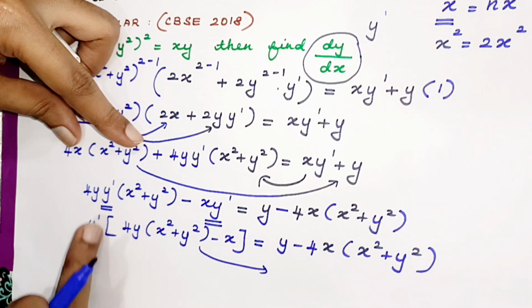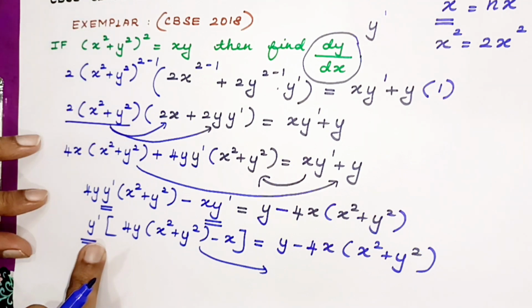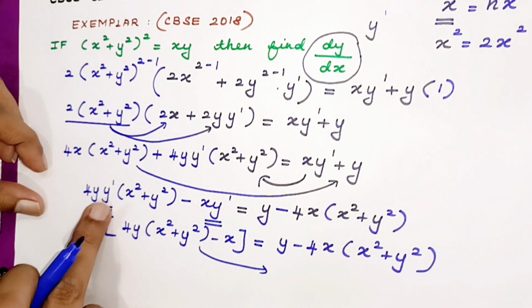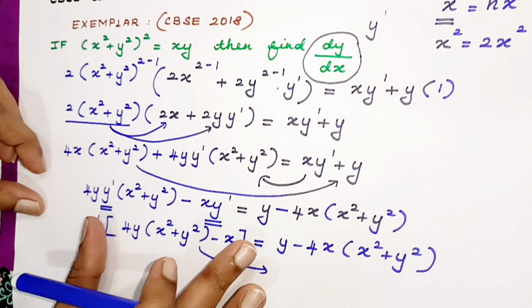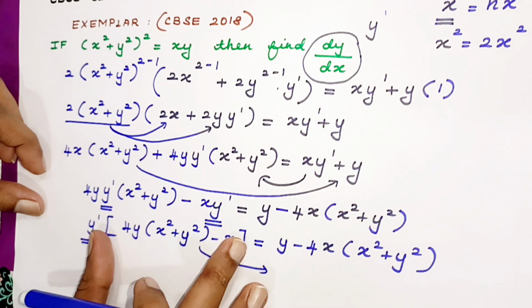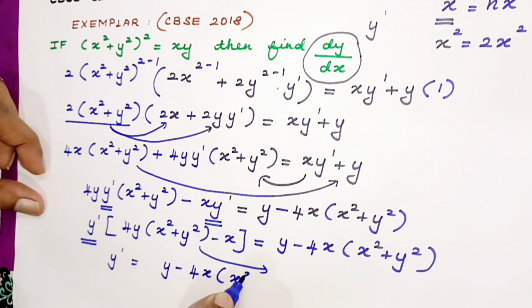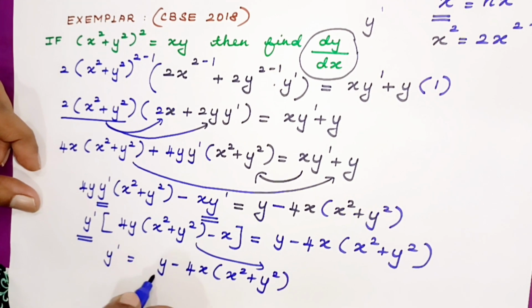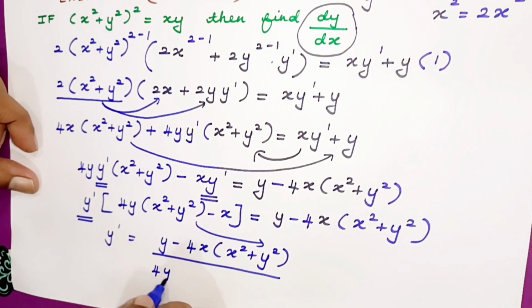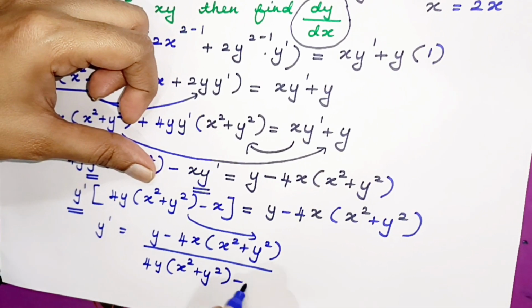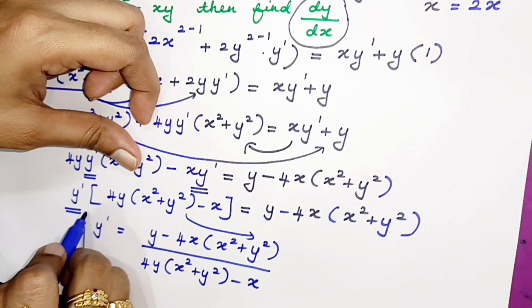Between these two terms, is there any symbol? Plus or minus symbol, is there any symbol given here? No. That means they are in multiplication, they are in product. So, while I am taking this term to the right hand side, this will go to the denominator. Product becomes division, that is quotient. So, y dash is equal to y minus 4x into x square plus y square divided by 4y into x square plus y square minus x. So, this is our result.